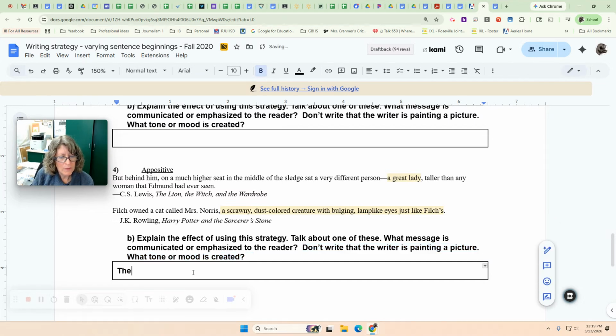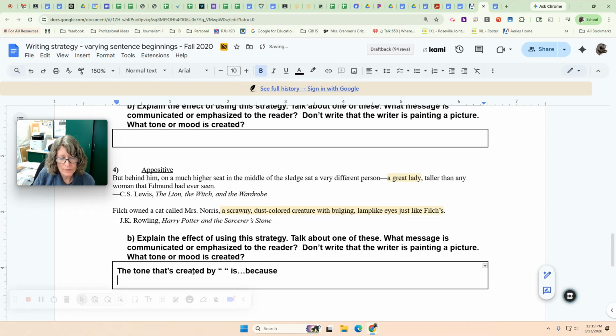If you want to say the tone that's created by, and then you'd have the quotation, is, right? And then you describe it. Or you could do the same thing with mood. The mood that's created by, and then you put the quote, is, you say whatever that is, because, and then you'd explain it. Okay? So that's your practice here before you can do your independent practice on your vocabulary assignment.